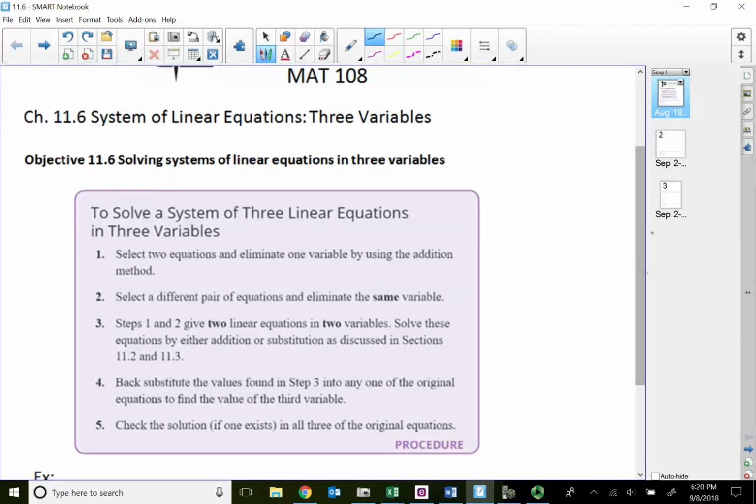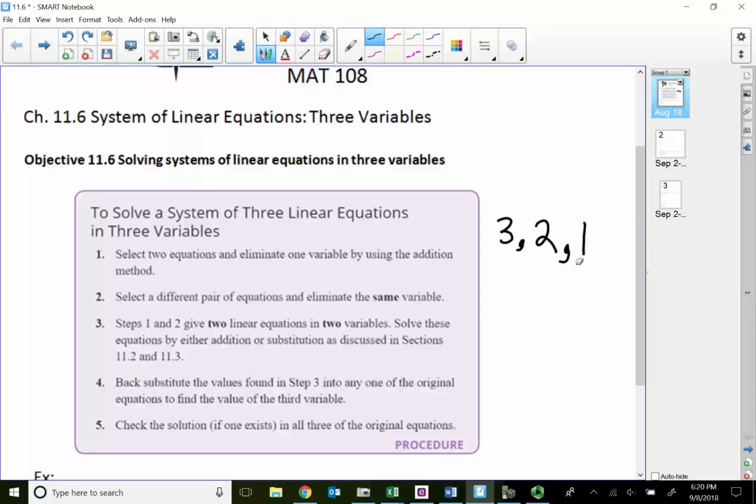All right. So basically, I'm going to start out with 3 variables. The first thing is selecting 2 equations and eliminating 1 variable by using the elimination or substitution methods. Select a different pair of equations and eliminate the same variable, because if I eliminate 1 out of the 3, then I will end up with 2 variables. So once I have 2 variables and 2 different equations, then I can use elimination or substitution methods to come up with an answer for 1 variable.